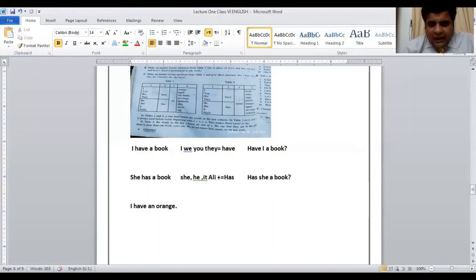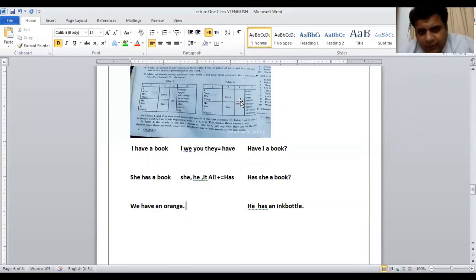Or if you use she, you say "She has an ink bottle." Why "an ink"? Because ink starts with I. So "she has". Why has? Because here is she. If we have he, we will say "He has an ink bottle." He, she, it, or any name, we say has. And if we have I or we, then we say "We have an orange." Okay.